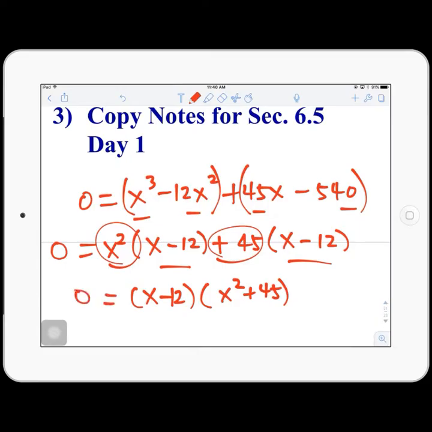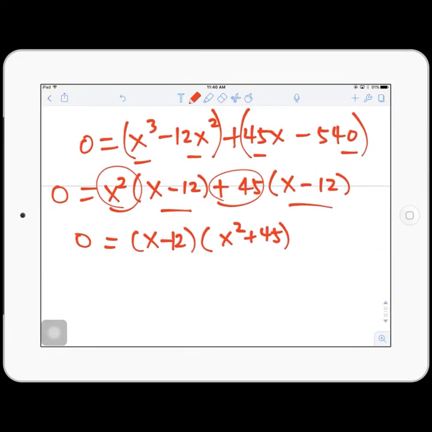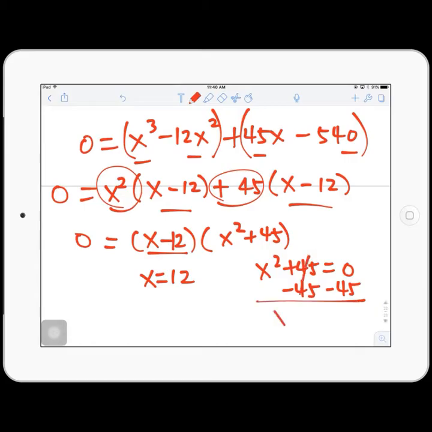And since this is a polynomial equation that is set up equal to 0, we can solve for the zeros by setting x minus 12 equal to 0. So we have x equal to 12. And we will not be able to get any real zeros out of the second parentheses, because if you try to solve it by subtracting 45, you're going to have x squared equals negative 45. And you cannot take the square root of a negative number. So we're not going to get any real zeros out of that. So the only zero we have is x equals 12.